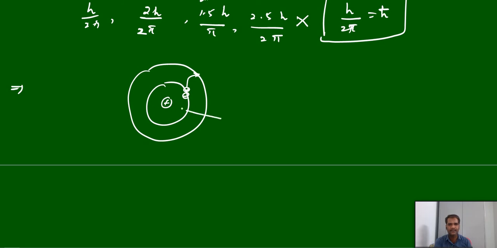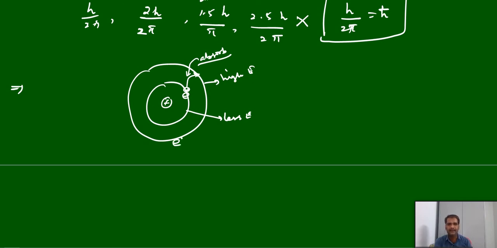Let us assume a smaller orbit: it has less energy. And let us assume a higher, bigger orbit: it has higher energy. So the orbit very close to the nucleus has lesser energy, and the orbits far away from the nucleus have higher energy. When the electron jumps from a lower energy shell to a higher energy shell, it absorbs energy, so absorption of energy takes place.